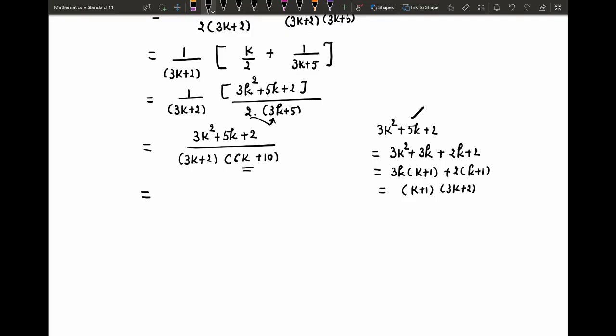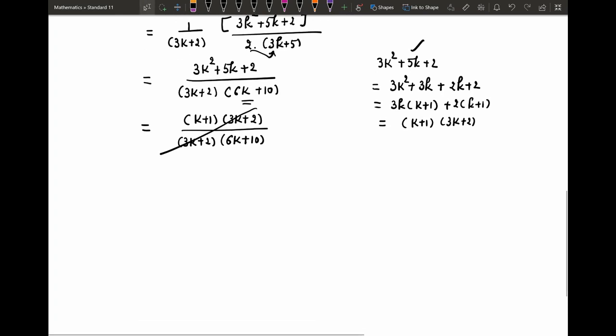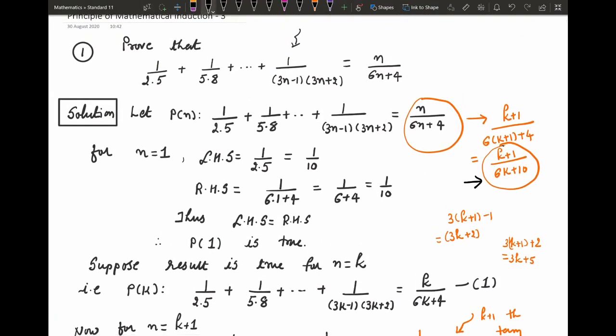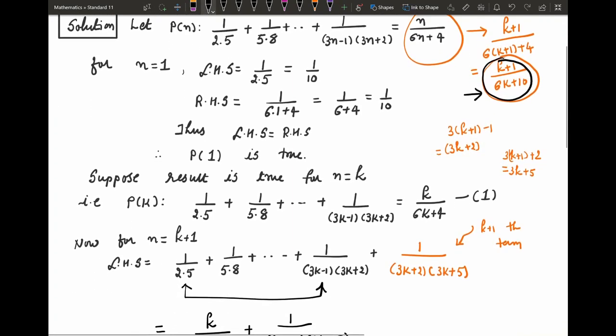So here k plus 1 into 3k plus 2 upon 3k plus 2 into 6k plus 10. So now this is nothing but k plus 1 upon 6k plus 10. That is our right hand side. You can observe it is nothing but our RHS with n equal to k plus 1.